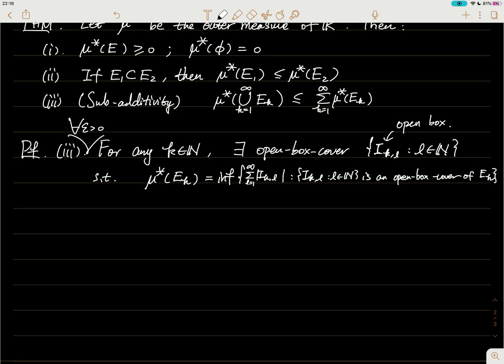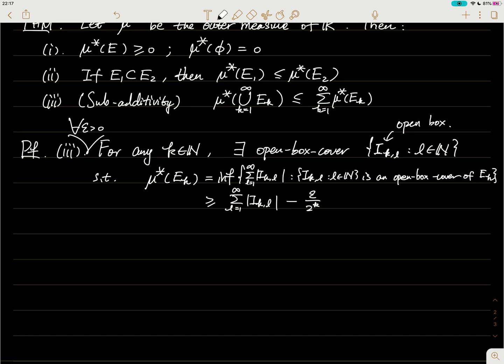And because it's an infimum, I know there exists a specific open box cover such that the outer measure of Ek is bigger than or equal to the sum over l from 1 to infinity of the area of I_kl, minus epsilon over 2^k.